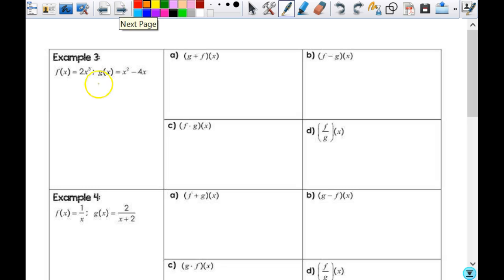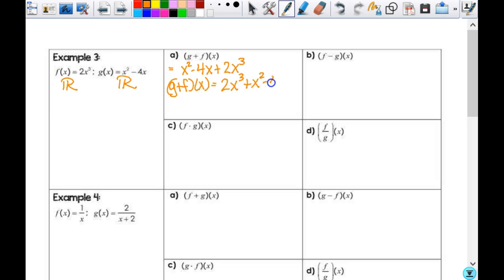Next one. What is the domain here? All real numbers. What is the domain here? All real numbers. So this is g plus f of x is going to be x squared minus 4x plus 2x cubed, right? So then that just means that g plus f of x is equal to 2x cubed plus x squared minus 4x. So then what's your domain? All real numbers.